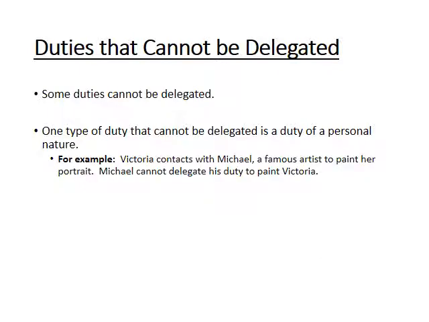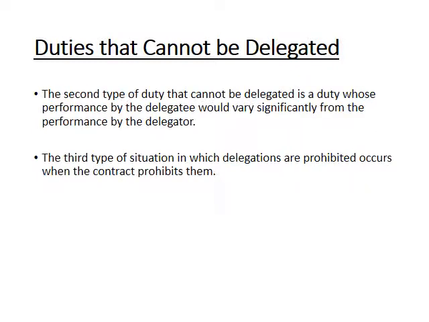Duties that cannot be delegated. Some duties cannot be delegated. One type of duty that cannot be delegated is a duty of a personal nature. For example, Victoria contracts with Michael, a famous artist, to paint her portrait. Michael cannot delegate his duty to paint Victoria.